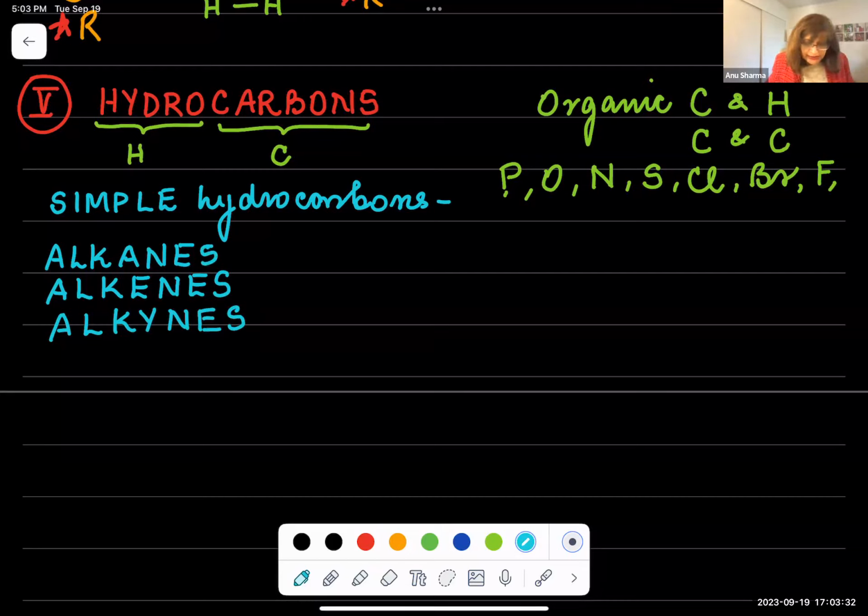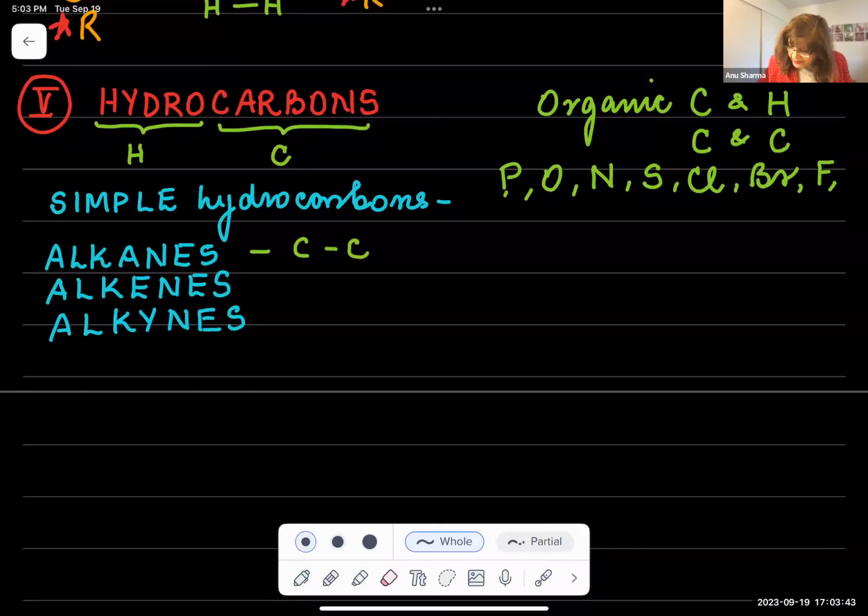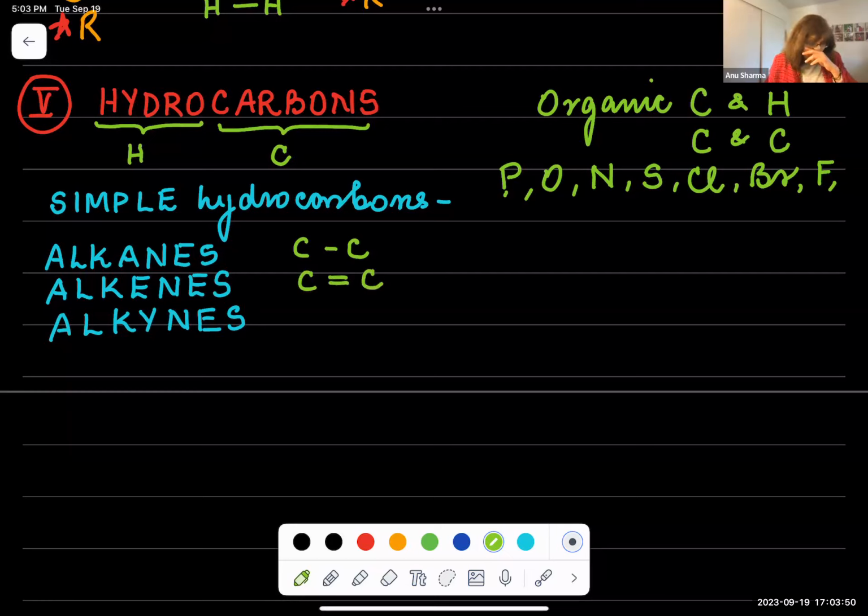What are alkanes? Alkanes are the ones in which carbon and carbon is a single bond. What are alkenes? The ones that contain a carbon double bond. Alkynes have a carbon triple bond. So these are the very basic ones. Now, let's see some examples.